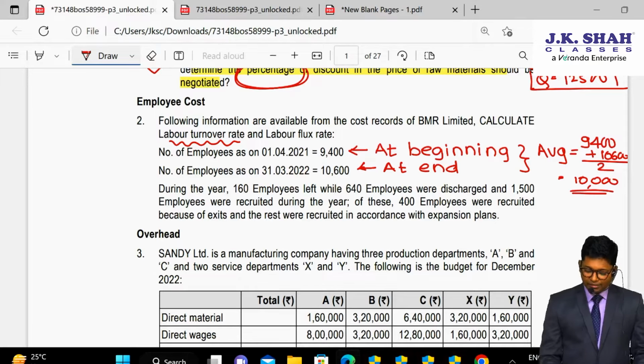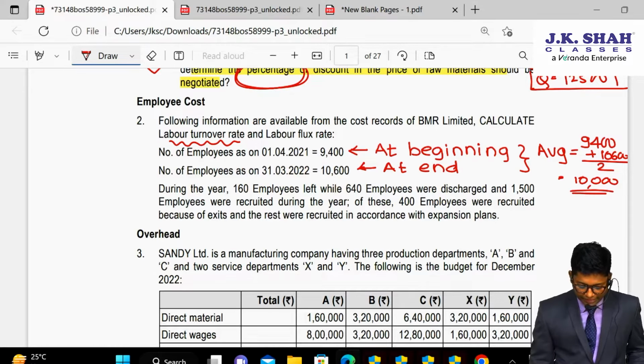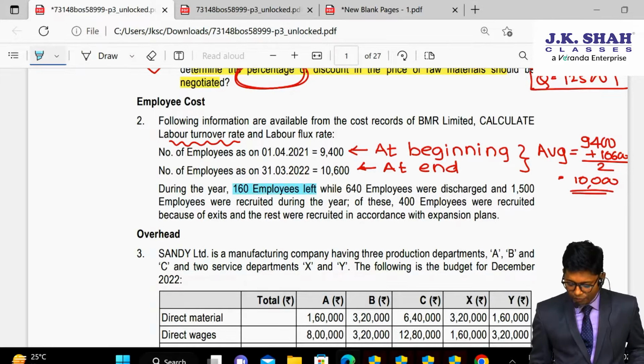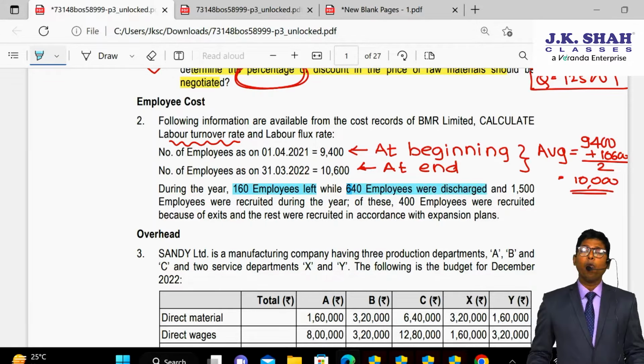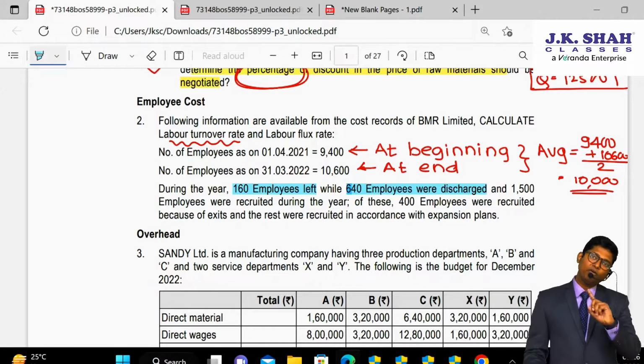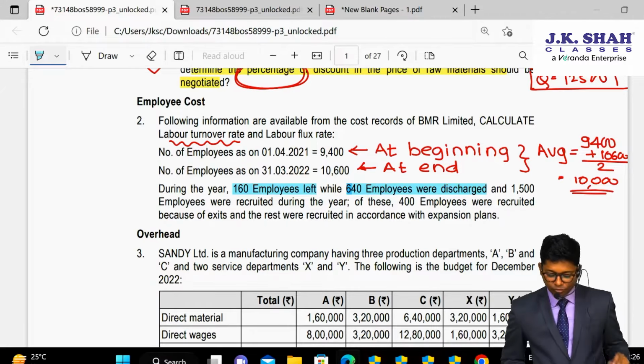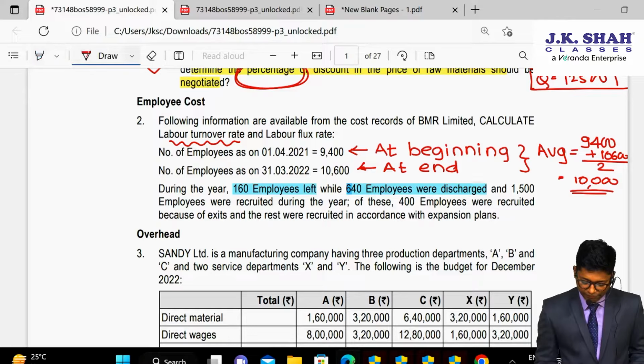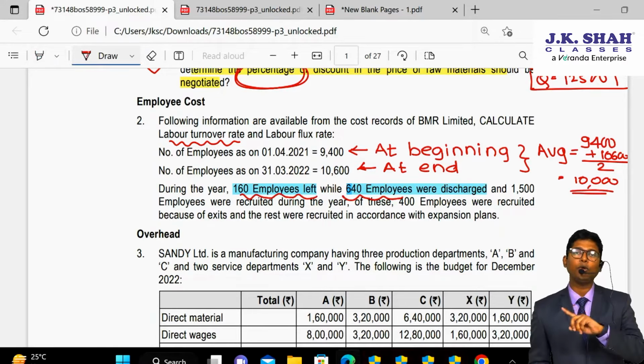Now, during the year 160 employees left, while 640 employees were discharged. 160 employees left by their own and 640 employees were discharged by the company. If you observe this scenario, in both the cases workers are going out.